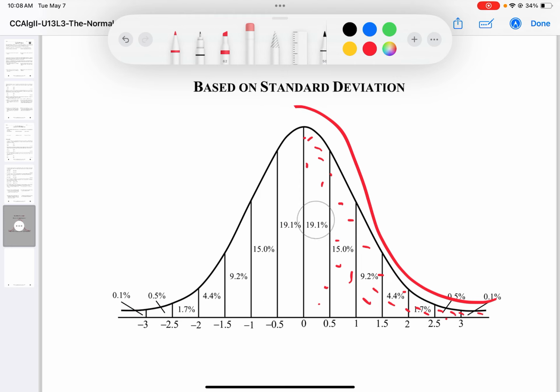If you look on Teams, you'll see some very popular examples of normal distributions, including my favorite one, the Galton board, also known as the Plinko board, which is a very cool example of a normal distribution.